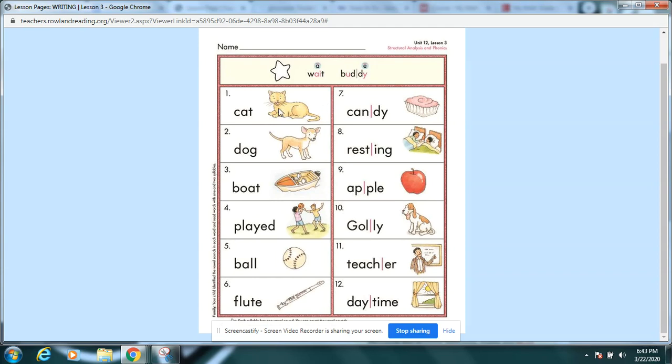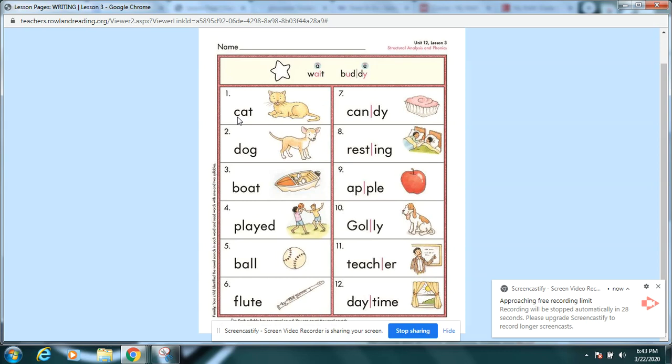So look over here. These words only have one clap. Cat, dog, boat, played, ball, flute. Even though this looks like a pretty big word, if you say it, played, you only clap one time by the time you said it. If you notice though, say these words with me. Candy, resting, apple, dolly, teacher, daytime. Practice together.